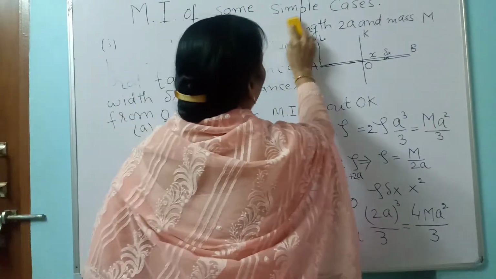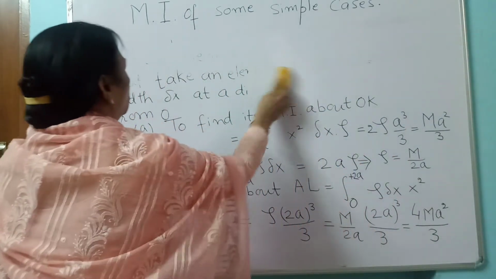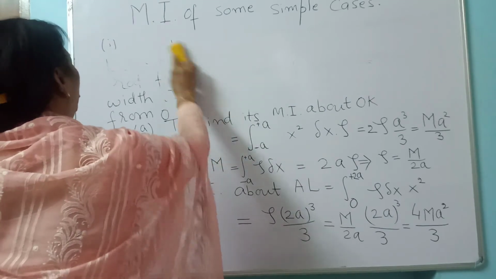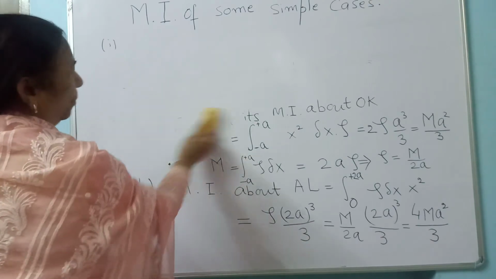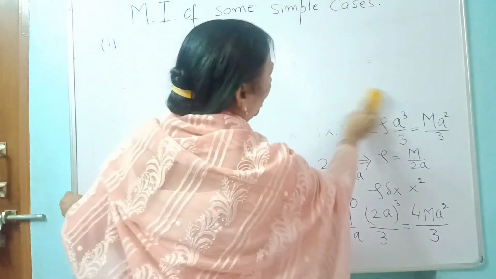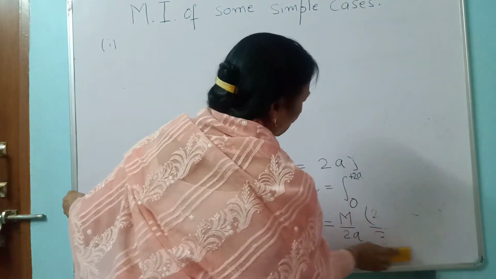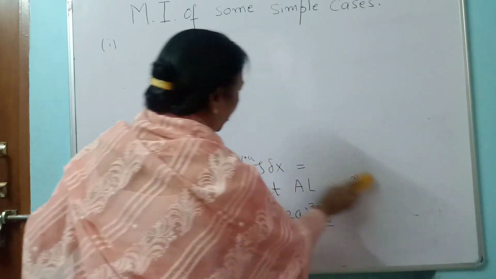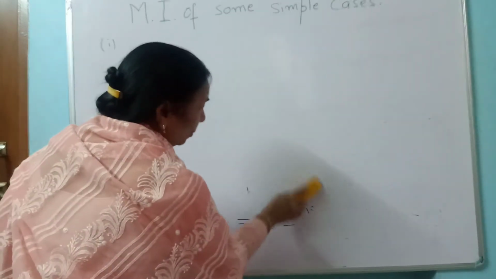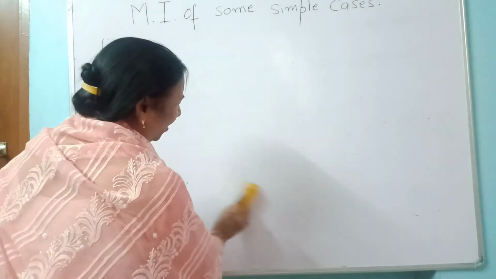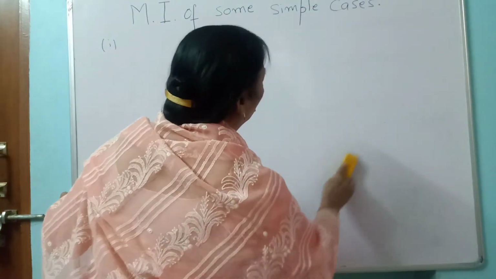Okay, now let me take the next case, that is in 2D, to find the moment of inertia of a rectangular plate whose mass is given as capital M, whose length is given as 2a and breadth is given as 2b. The same process we will apply. First of all, we will take the small mass in 2 dimension, and after that we will be taking the next case of 3 dimension.